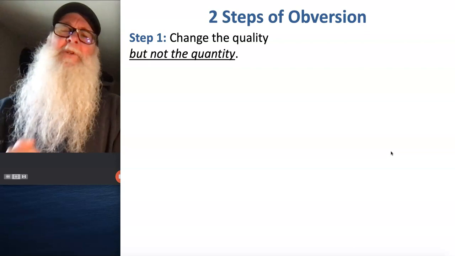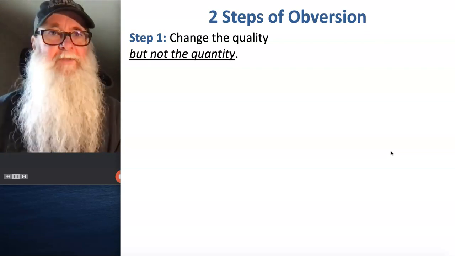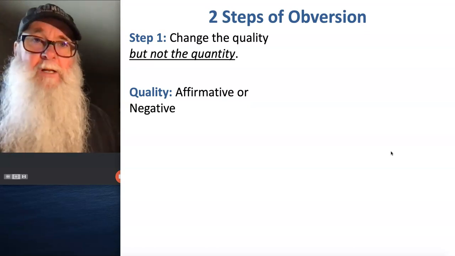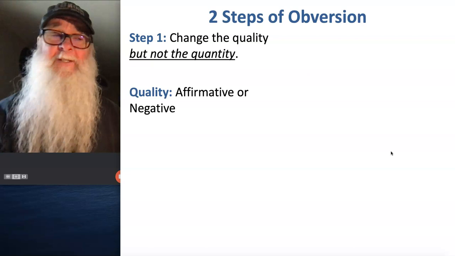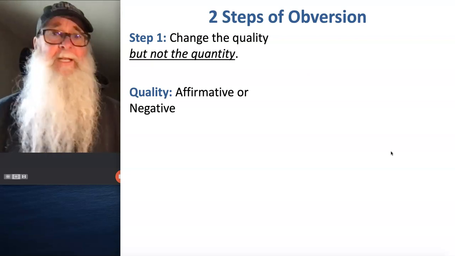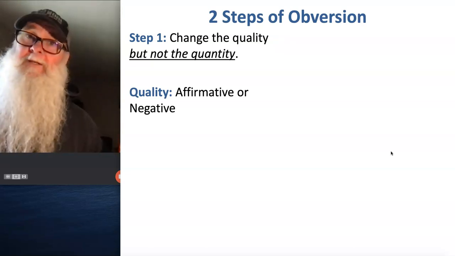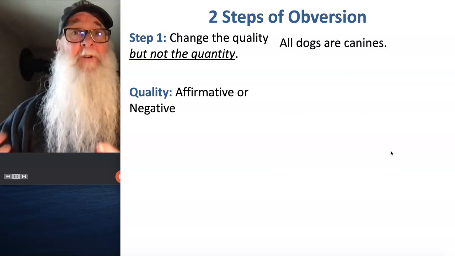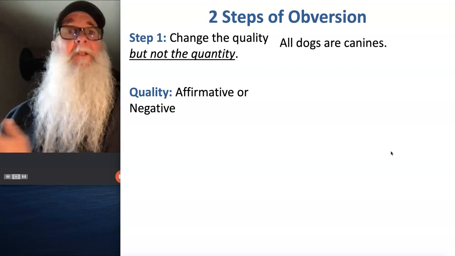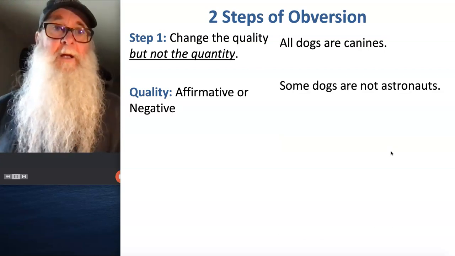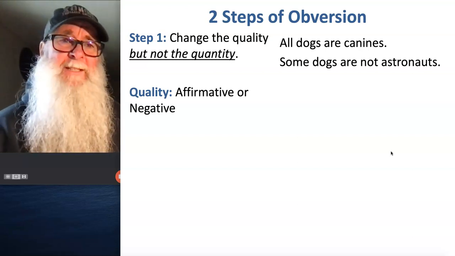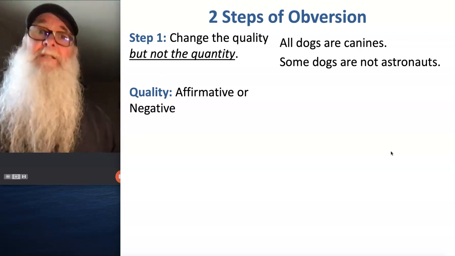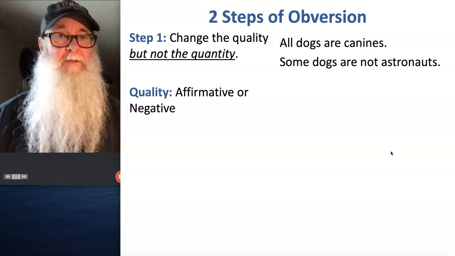Step number one is to change the quality but not the quantity of the statement. You'll remember, every standard form categorical statement has a quality. It's either affirmative or negative. It's either including something into another category or it's excluding that thing from a category. So a statement like "all dogs are canines" is an affirmative statement. It's affirming that dogs belong to the category called canines. On the other hand, a statement like "some dogs are not astronauts" is negative because it's excluding some number of dogs from that category of things called astronauts.